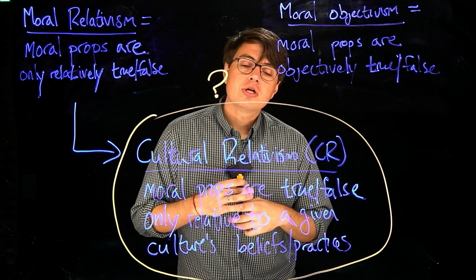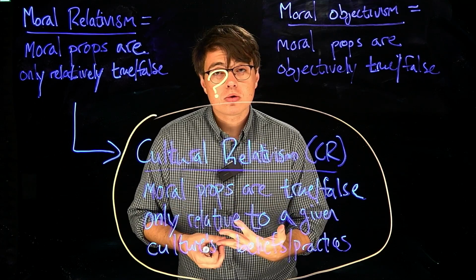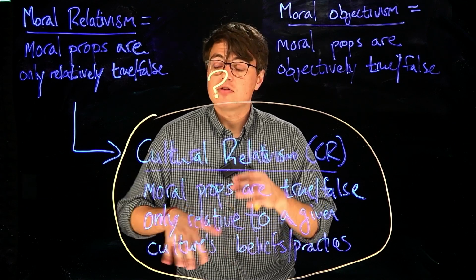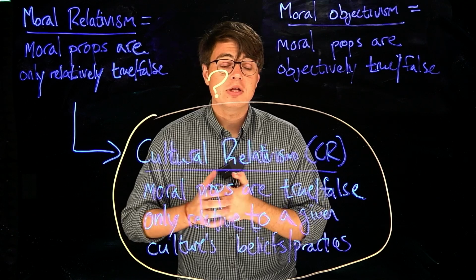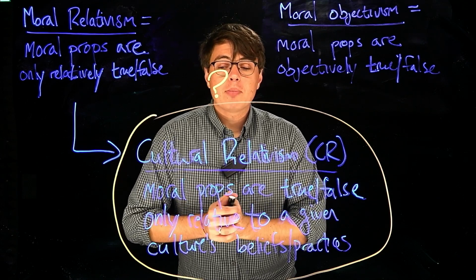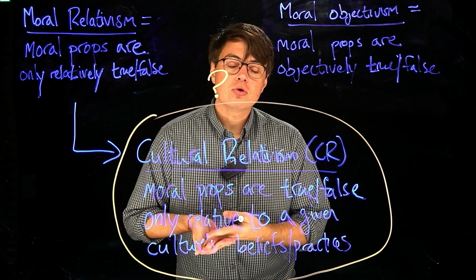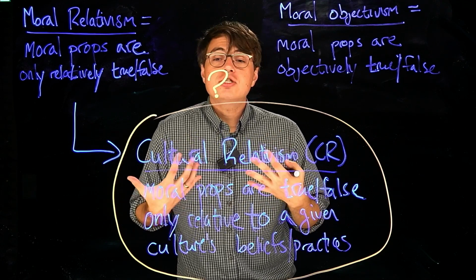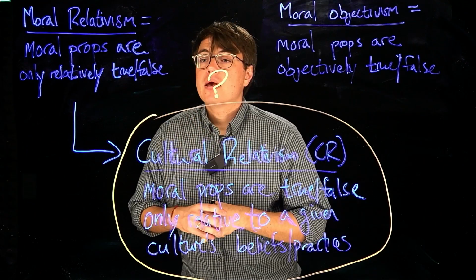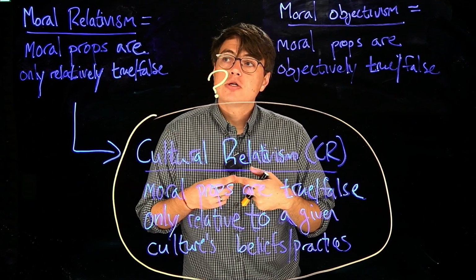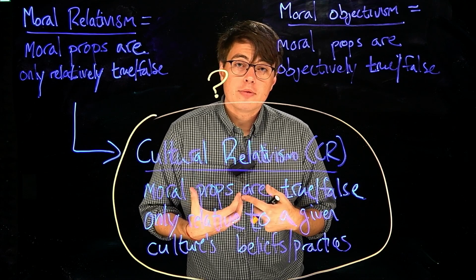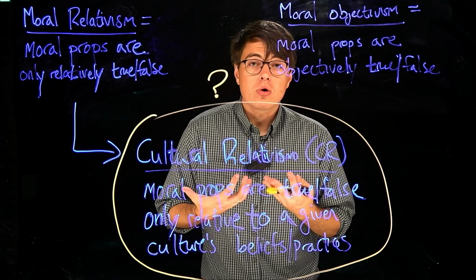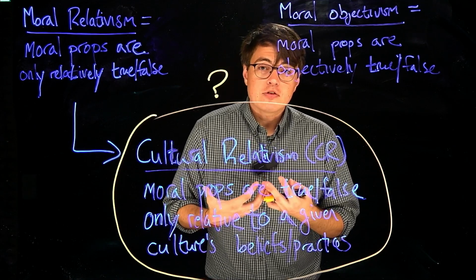The more popular version of relativism is cultural relativism, which specifies cultural level beliefs and practices as opposed to individual beliefs and practices, and says that moral propositions are true or false only relative to a given culture's beliefs and practices. The question is, why should we believe moral relativism? And we're going to look at a version of one of the most popular arguments for cultural relativism, an argument from cultural difference or cultural disagreement, in just a second.